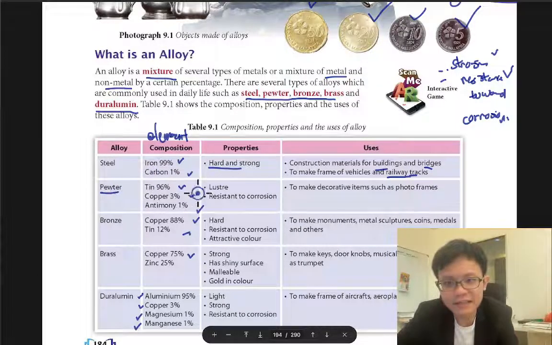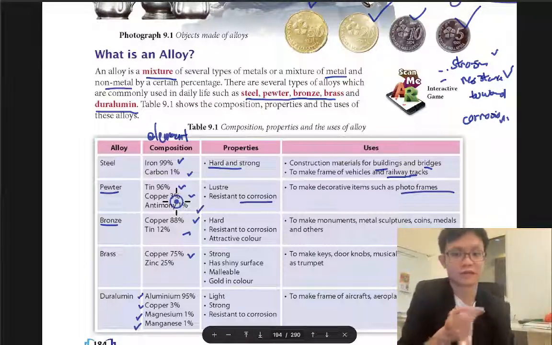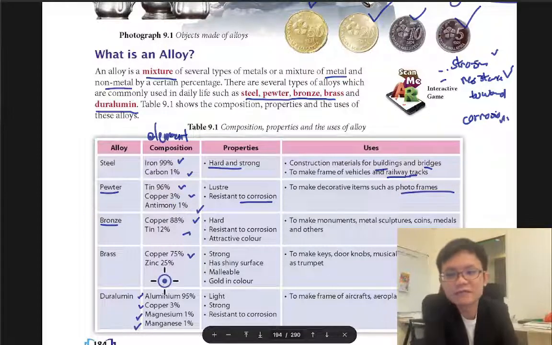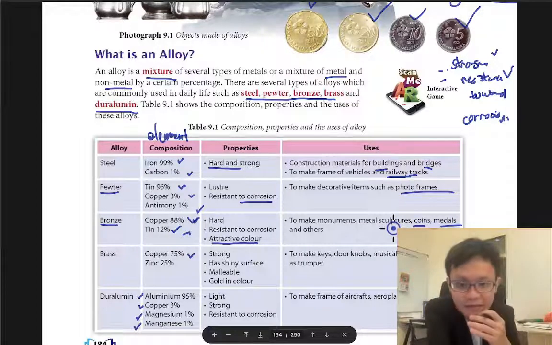Pewter, 96% tin, this one also you need to memorize. Copper 3%, tin, more resistant to corrosion, to make, for example, photo frame. Bronze is the first place, you know, right? First place is usually gold medal. Second place is the silver. Third place is bronze. So if you go to the Olympics and win, you get a bronze. So bronze, you get copper 88%, tin 12%, hard, resistant, and it has an attractive color. That's why they use it to make coin and medal, because it is beautiful and resistant to rust, and is very hard.